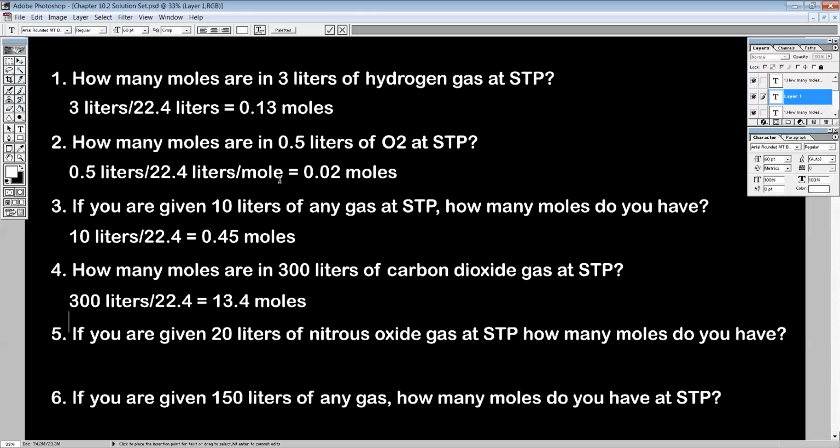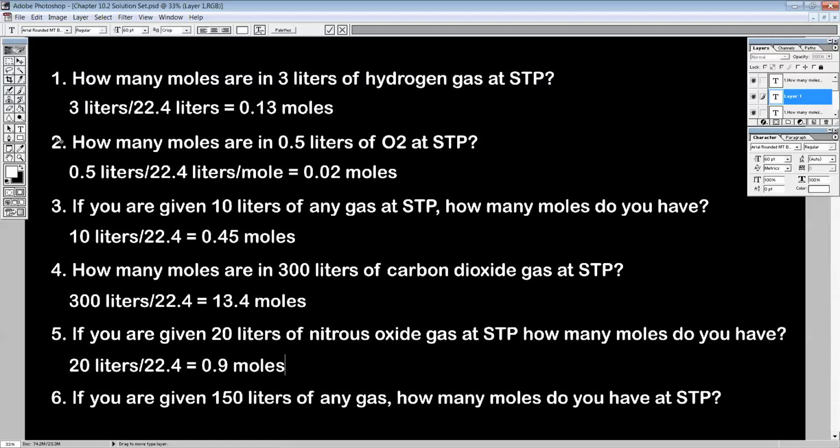Question number 5. If you are given 20 liters of nitric oxide at STP, how many moles do you have? Our math, again, this is just all good practice. I know you may have gotten bored. So we've got 20 liters. Our constant is 22.4 liters per mole. And then our final result is 0.9 moles.